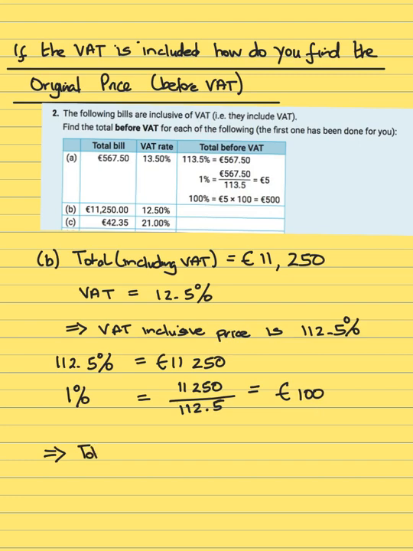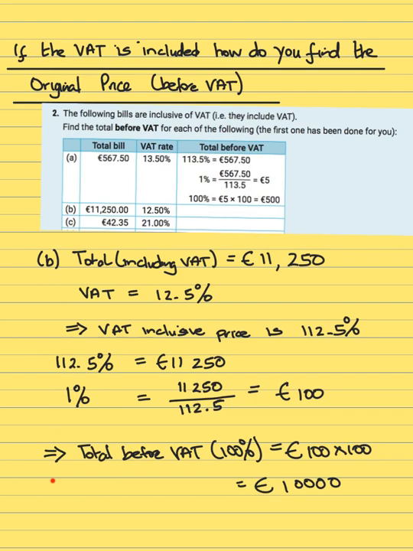Now we want the price before VAT, in other words 100%. So the total before VAT, which is always 100%, is the 1%, which is €100, multiplied by 100. So then of course we get €10,000. This question and this layout is very important. A lot of people make mistakes on this, so make sure you go through this very carefully.